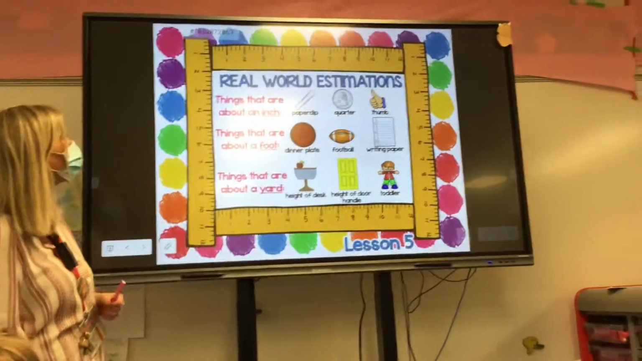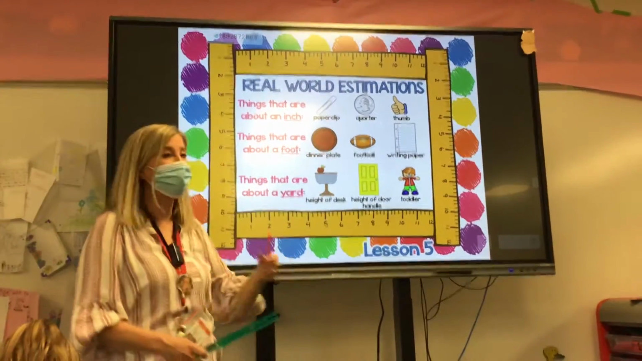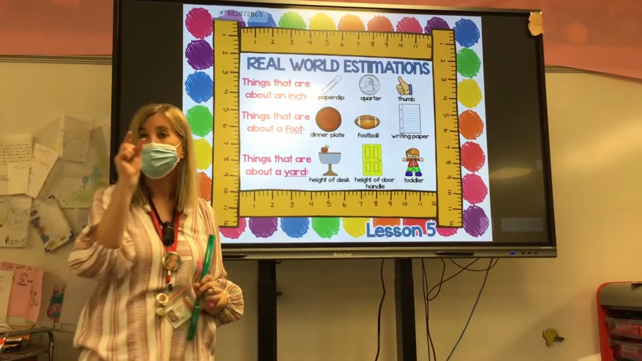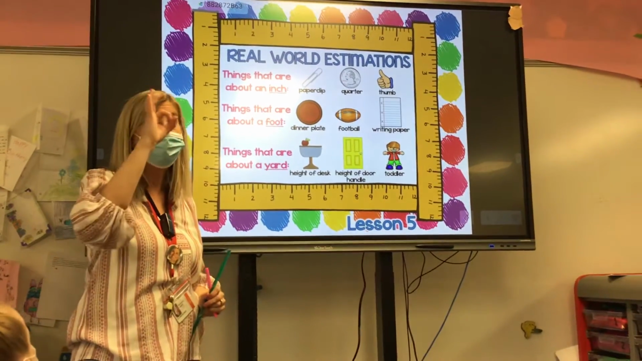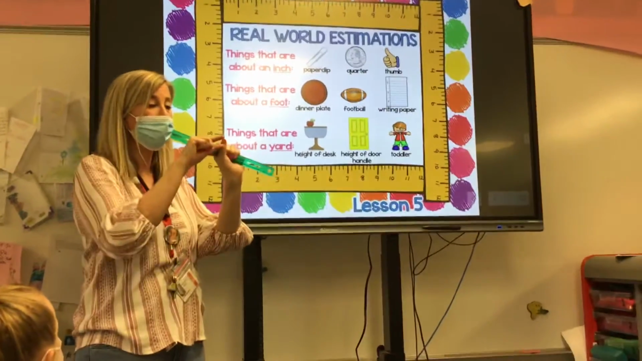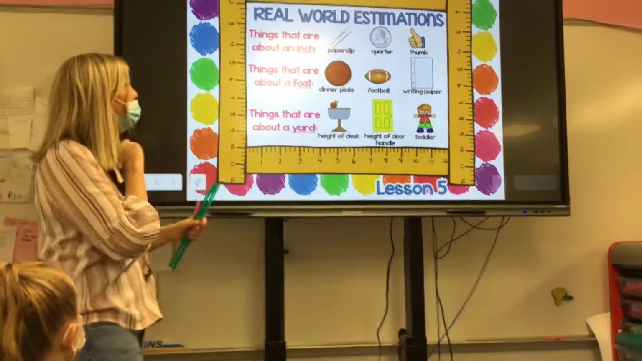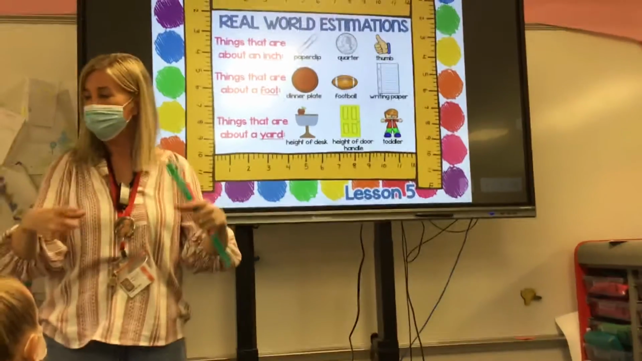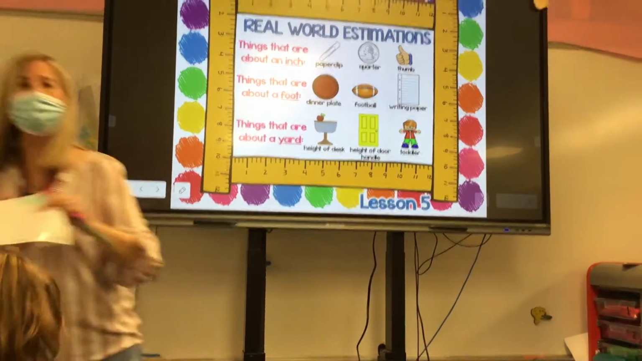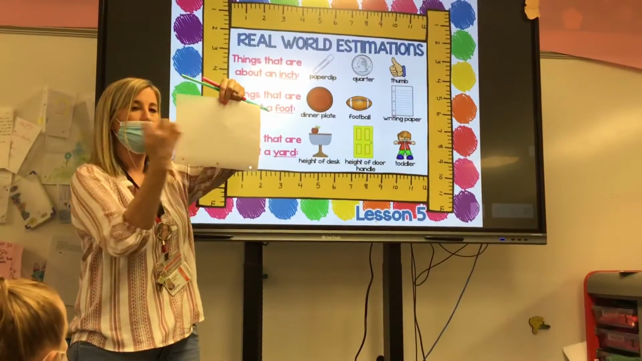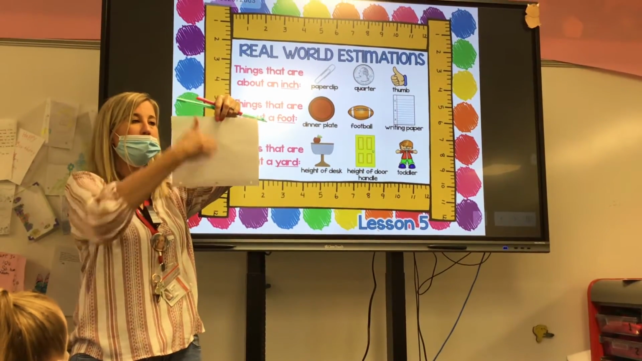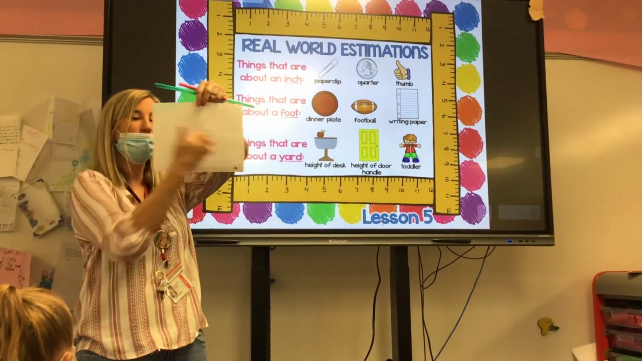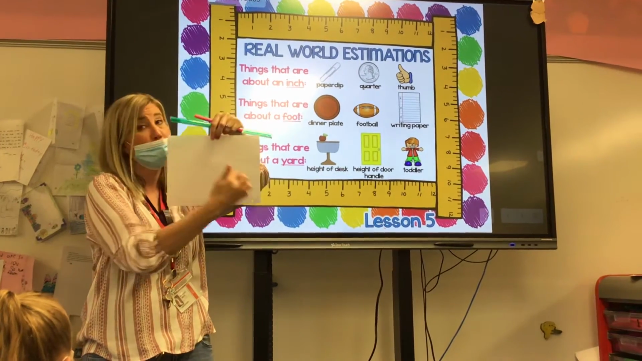Okay, things that are about an inch. A paper clip, the smaller paper clip, a quarter, and the end of your thumb. Those are about an inch. Things that are about a foot. Your dinner plate. A piece of notebook paper this way. This paper is 8.5 inches this way and 11 inches this way. So that's pretty close to a foot.